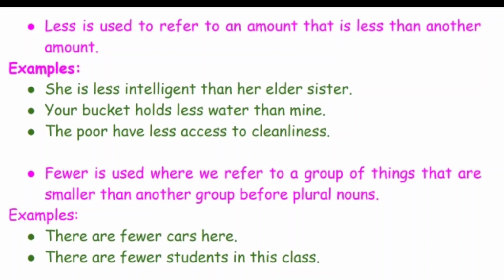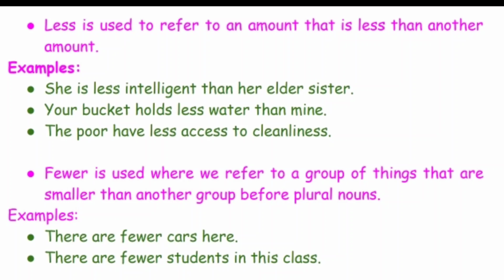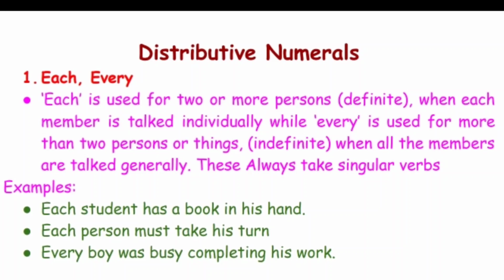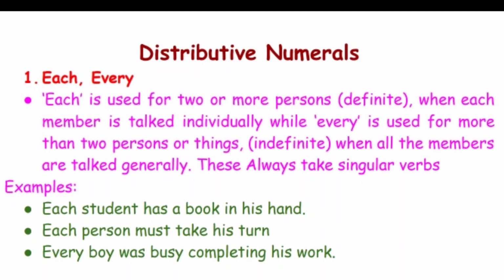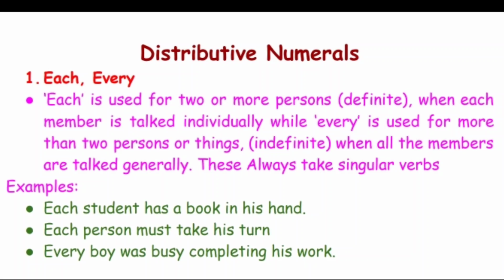So in this way, after these indefinites, we are going to talk about distributive numerals. And the very first distributive numeral that we are to talk about is each and every. Friends, be very careful to use each and every. Each is used for two or more persons that are definite when each member is talked individually. When we are going to talk about each and every member individually, in that case we use each.